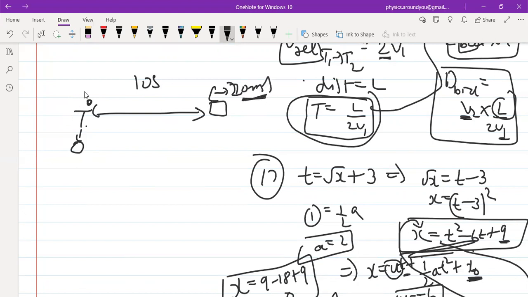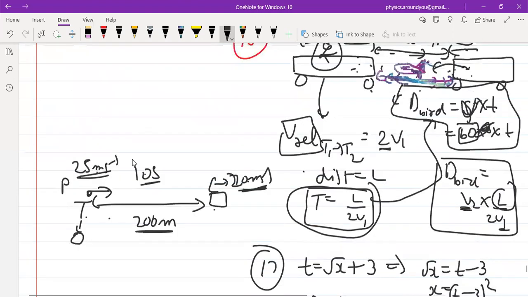Police is over here with 90 kilometer per hour. 90 kilometer per hour is 90 into 5 by 18, which is 25 meter per second. He is the police. Now the police has a speed of 25 meter per second, but the culprit is already going with 20 and he has spent 10 seconds in going this distance. How much distance is that? 20 into 10, that is 200 meters. Speed into time. So the culprit is ahead by 200 meters from the police.